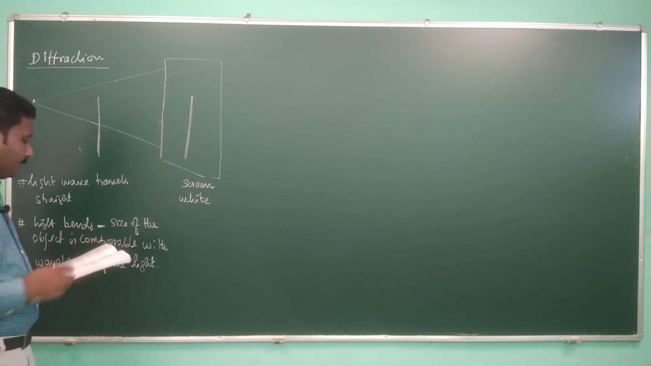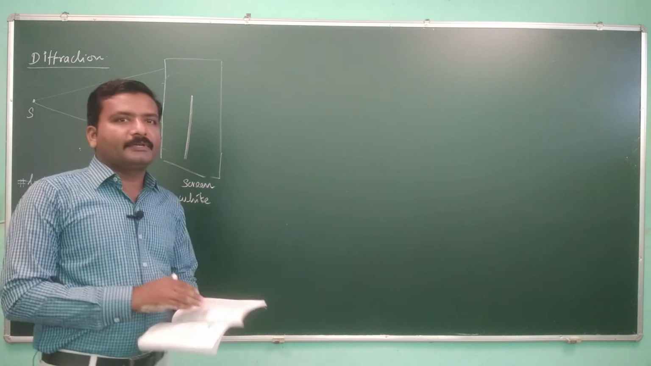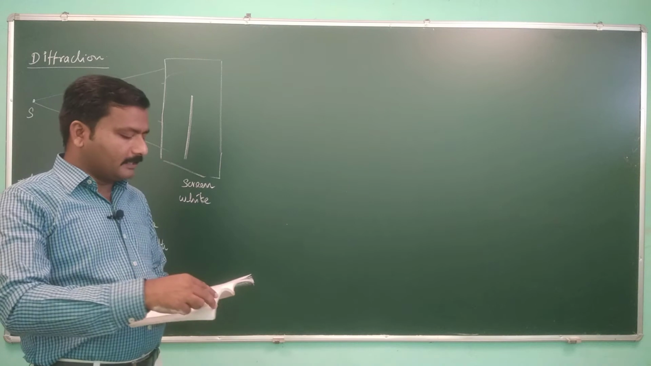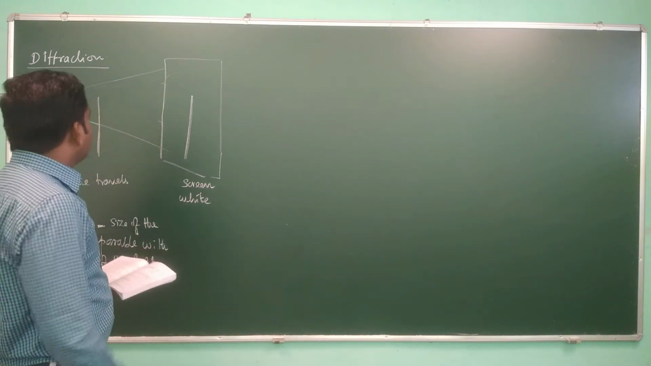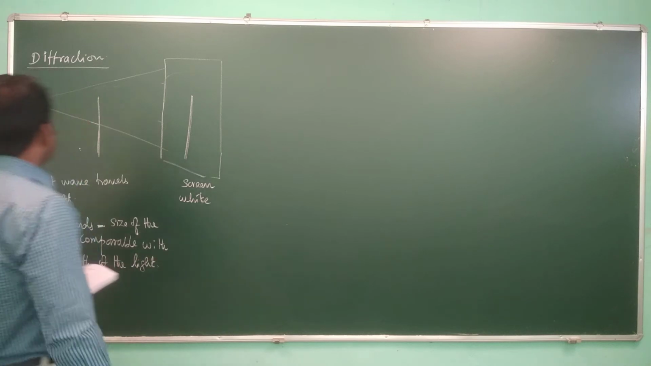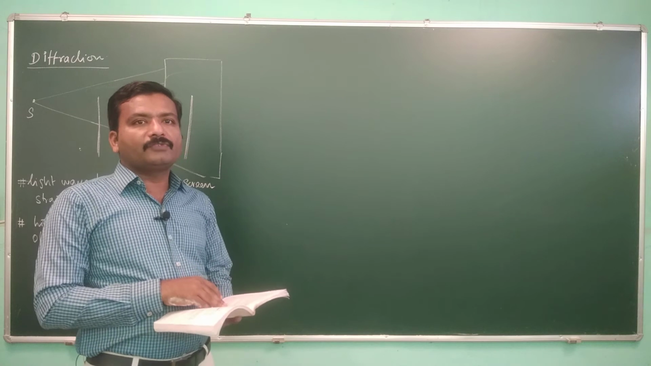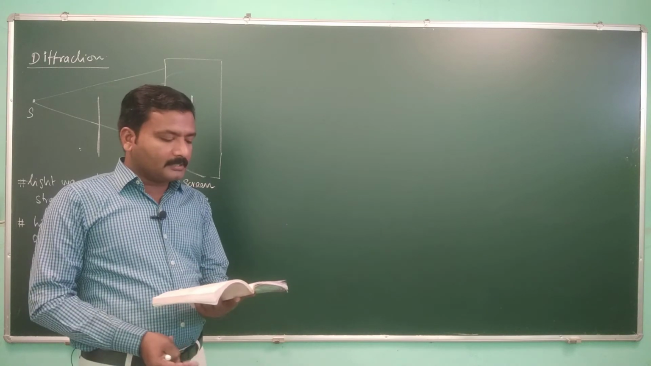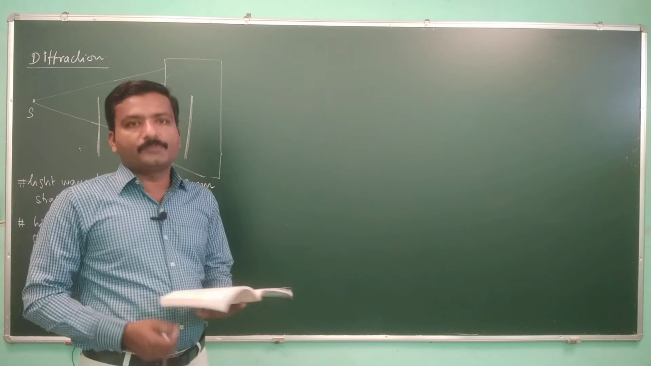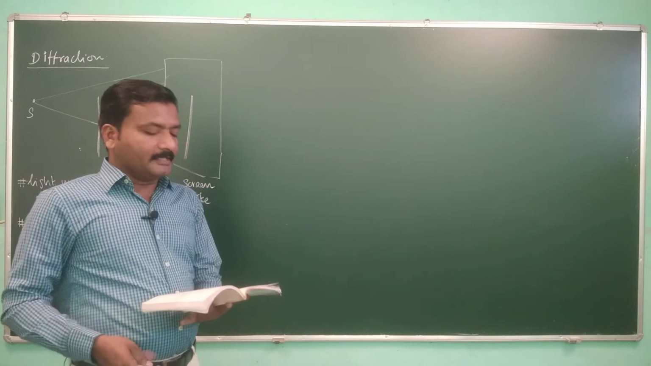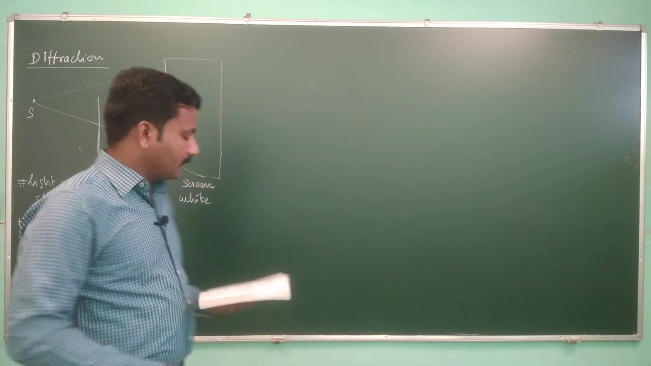So in that condition, the light is deviating from its property of straight line propagation. Now, this phenomenon of bending of light waves around the corners of the interfering object, and their spreading into the geometrical shadow, is called diffraction, right?